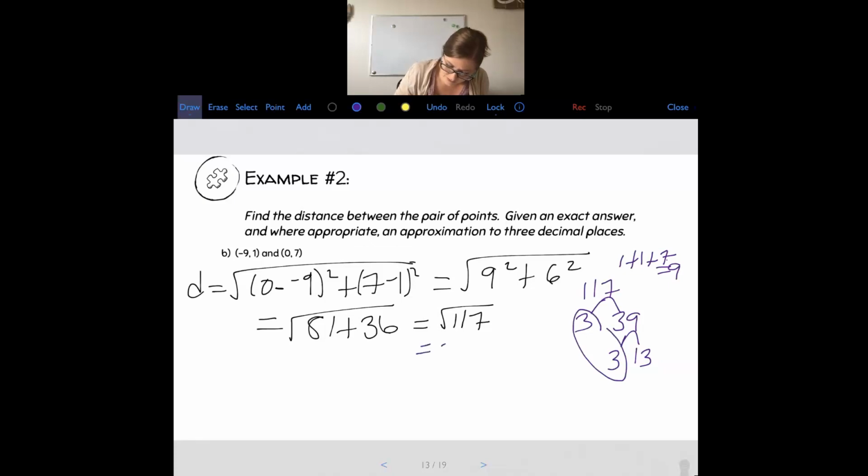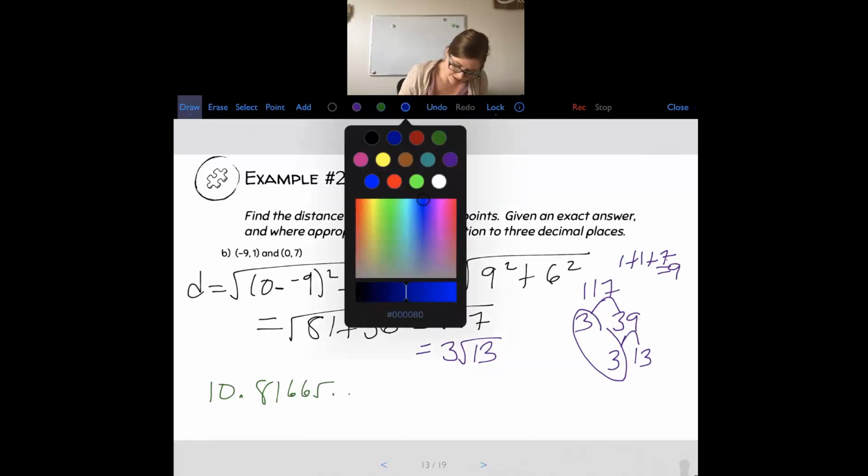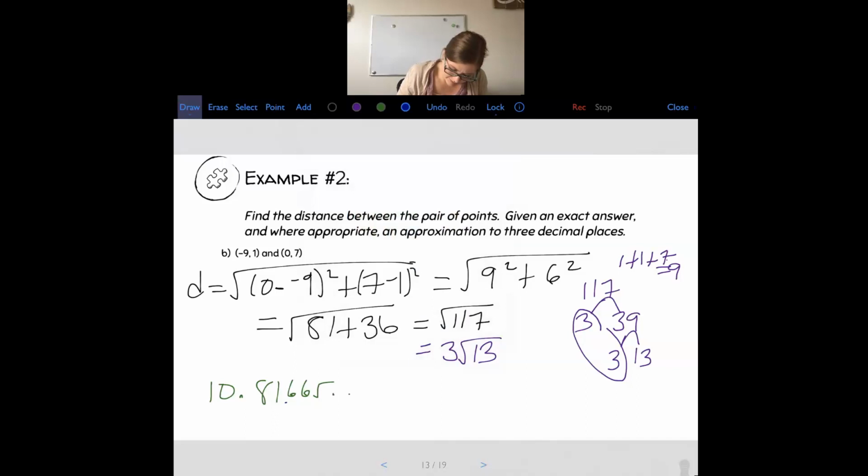So this becomes 3 radical 13, or 3 times the square root of 13. And then we need to give an exact answer as well. So in the calculator, 10.81665, and so on. We're rounding to 3 decimal places. So we're rounding this 6.